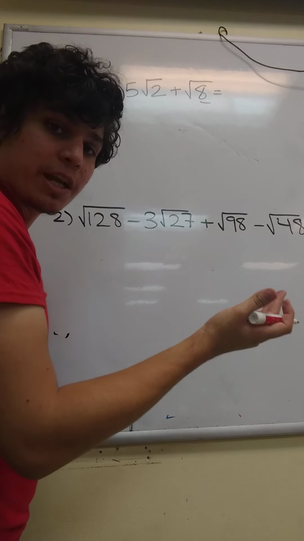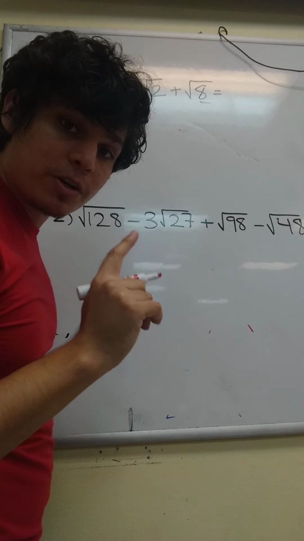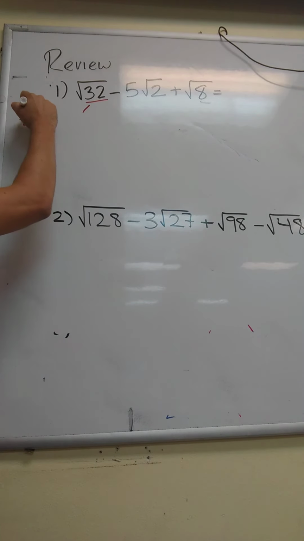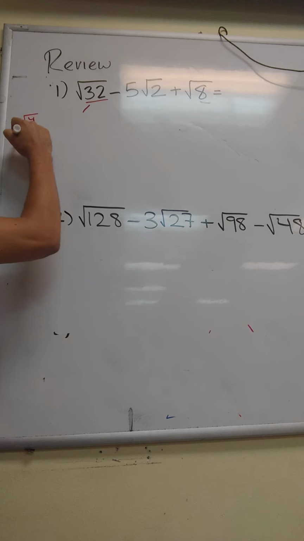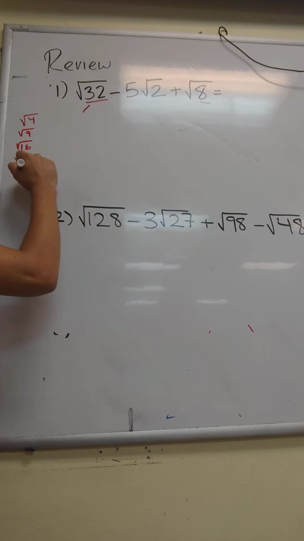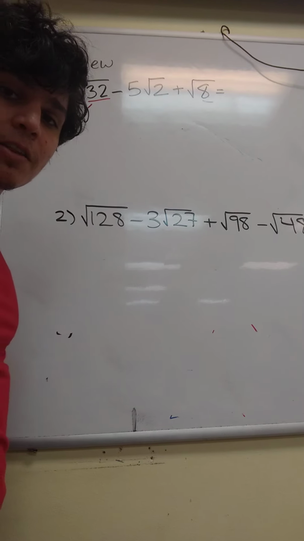Into nice squares. Now remember, what are nice squares? Nice squares are square root of 4, square root of 9, square root of 16, square root of 25, square root of 36, etc., etc., right? And try to get the biggest one in there.